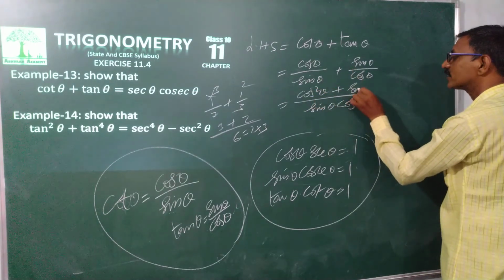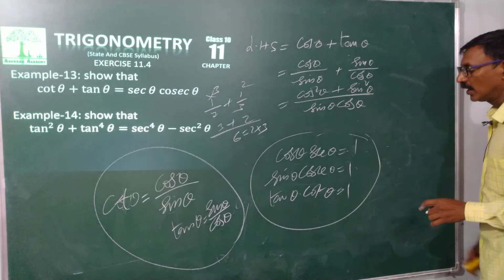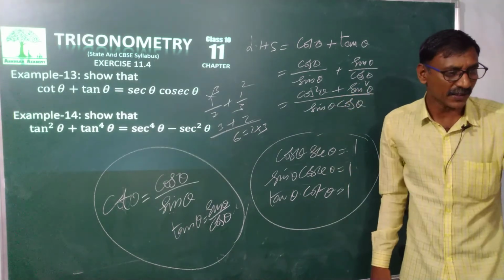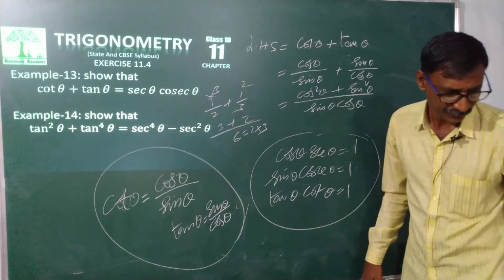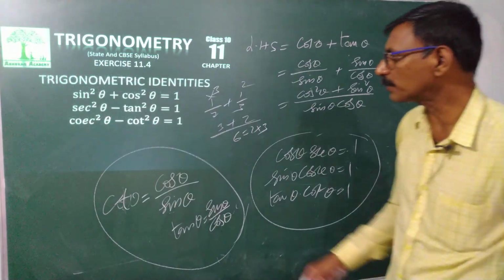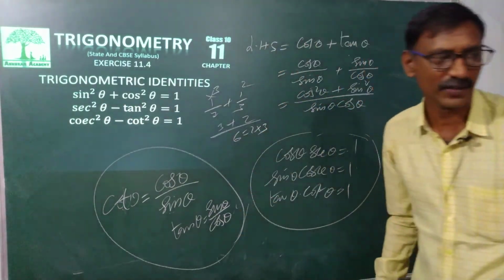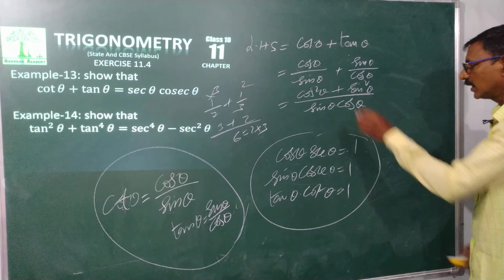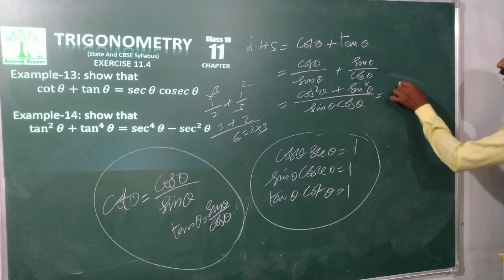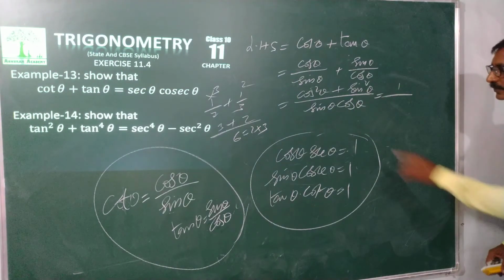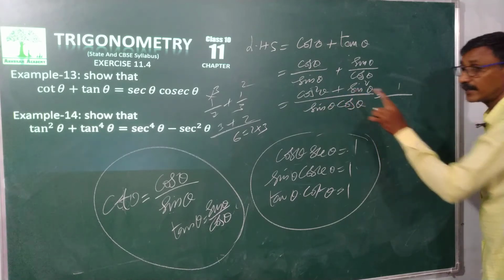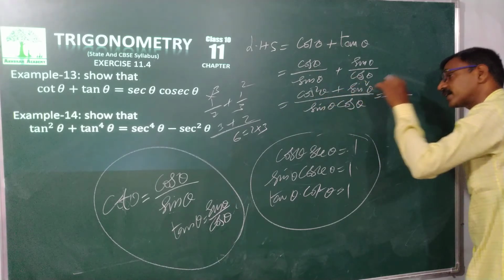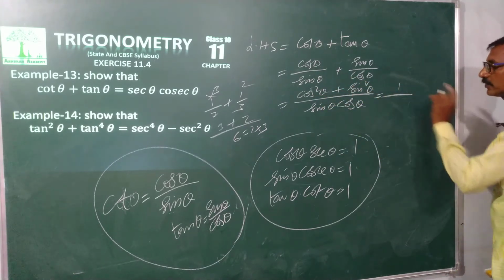Sin into sin, sin square theta. But sin square theta plus cos square theta equals to 1. Just to prove. Sin square theta plus cos square theta equals to 1. Yes. So now, in this place I would like to write 1. Cos square theta plus sin square theta equals to 1.